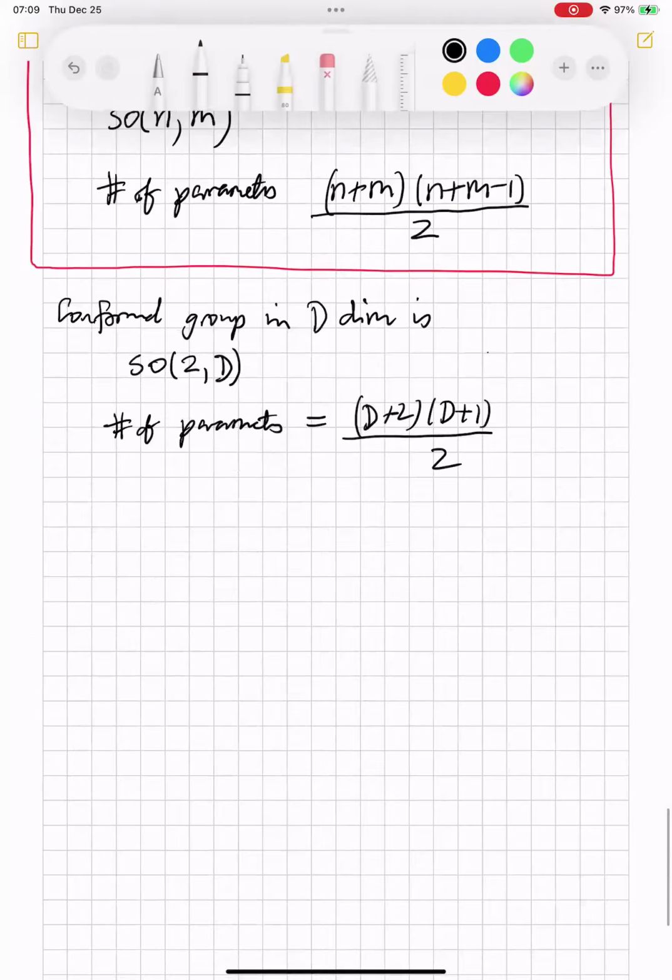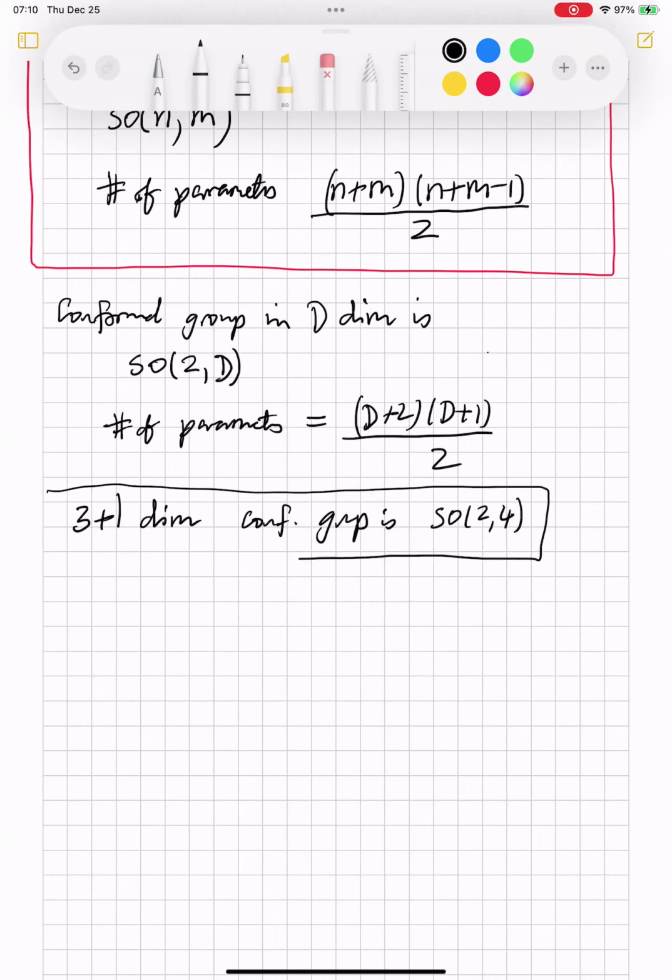So for example, in 3+1 dimensions, the conformal group is SO(2,4). This would be relevant for our world if there was conformal symmetry in our world, and you also had Poincare symmetry. You can also have conformal symmetry in non-relativistic systems, but here we're talking explicitly about a relativistic system.